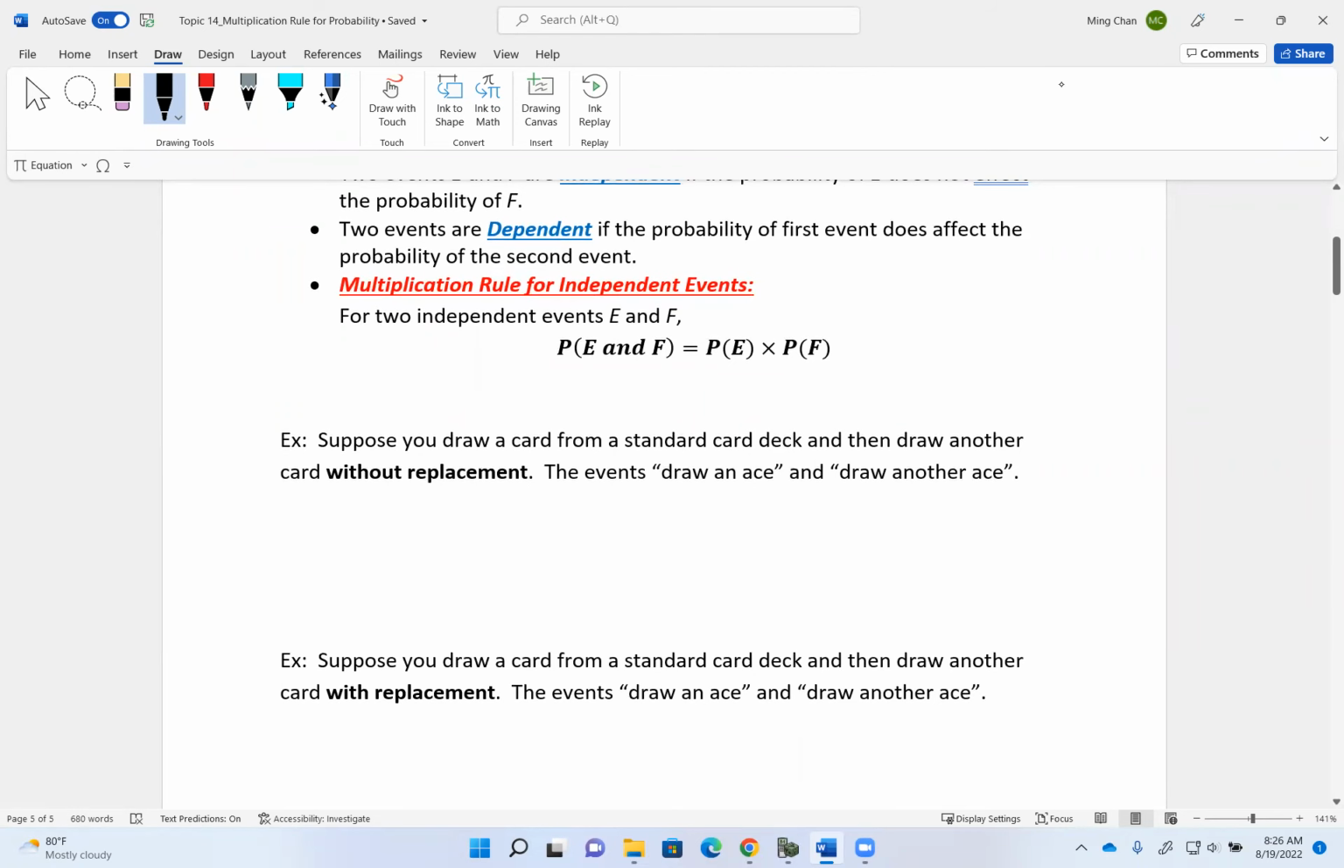So for example, suppose you draw a card from a standard deck, and then draw another card without replacement. Okay, so I'm drawing two cards. So the events are drawing an ace and drawing another ace. So those are the two events. My events are drawing an ace and drawing another ace.